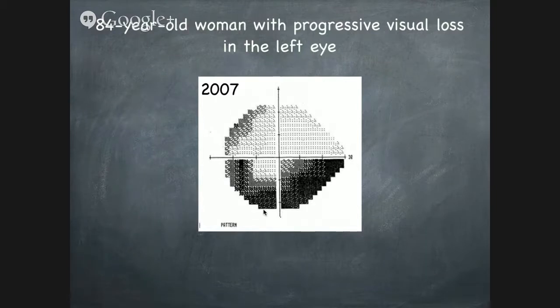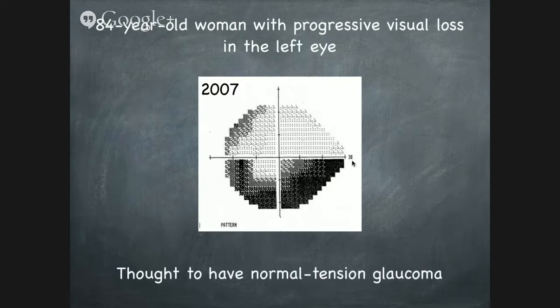And there's that inferior arcuate altitudinal type of visual field loss that makes you think of something at the optic disc. She had some cupping of the optic disc, and although her eye pressures were not high, it was thought that the most likely cause of this abnormality would be glaucoma.